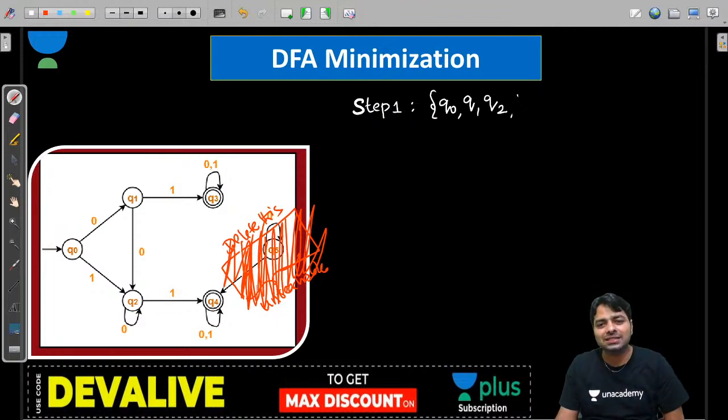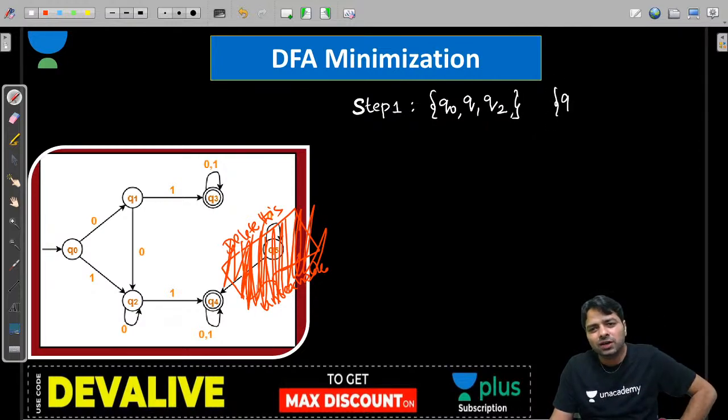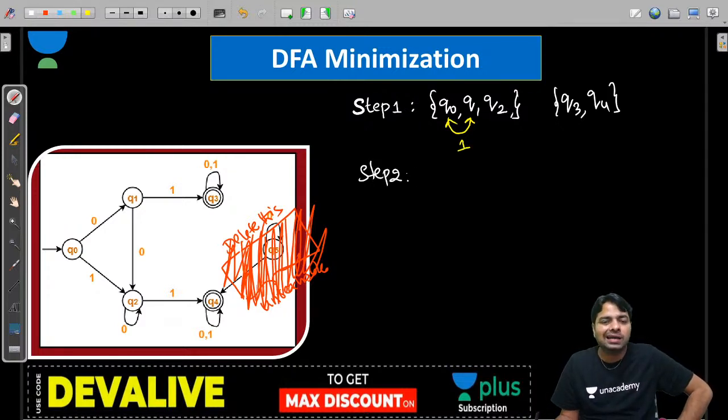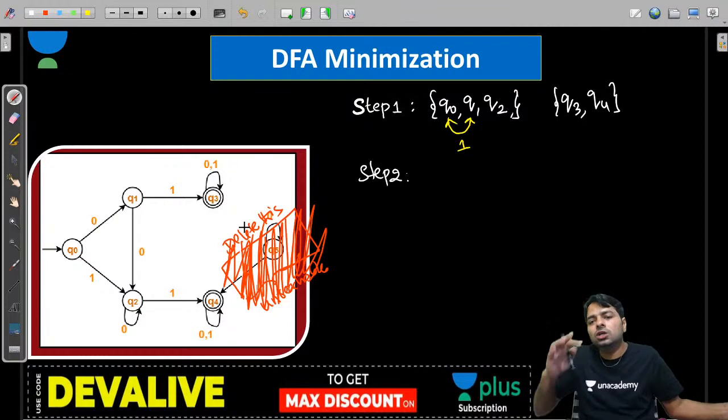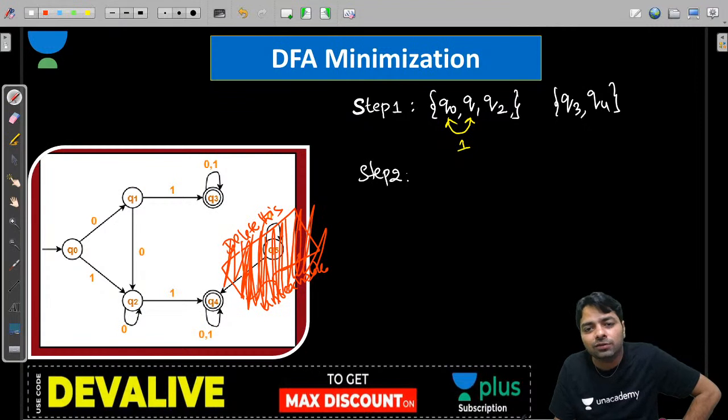So I saved one state. Q0, Q1, Q2 is exactly the same as the previous concept, right, guys? Quickly we'll apply now. Same or not? Okay, Q0, Q1, you apply. Keep in mind they are working differently on symbol 1: Q0 goes to Q1, Q1 goes to Q3. So Q1 is in the first set, Q3 is in another set. They are in different sets, so Q0, Q1 must be separated.